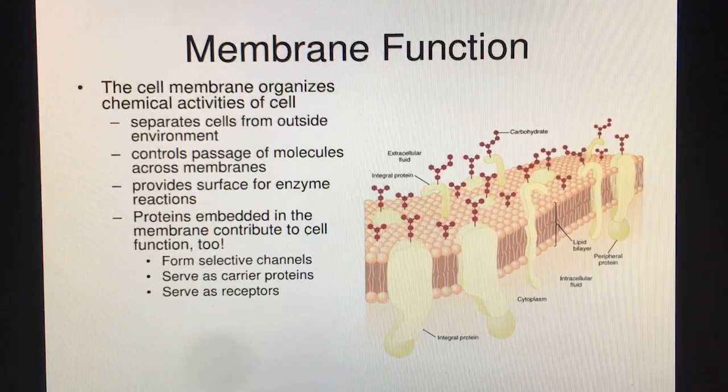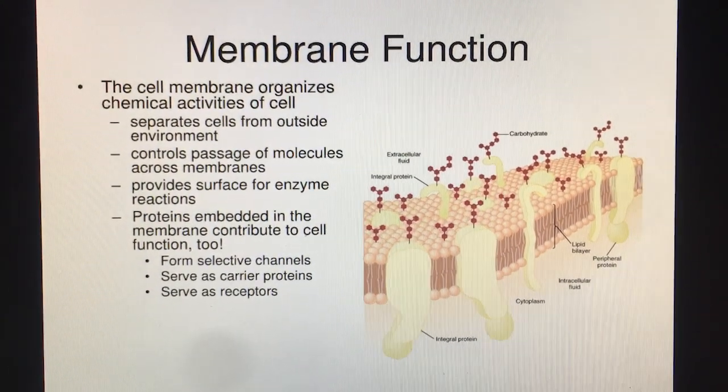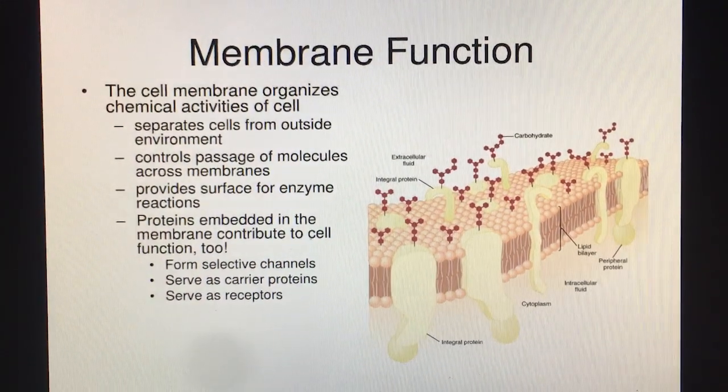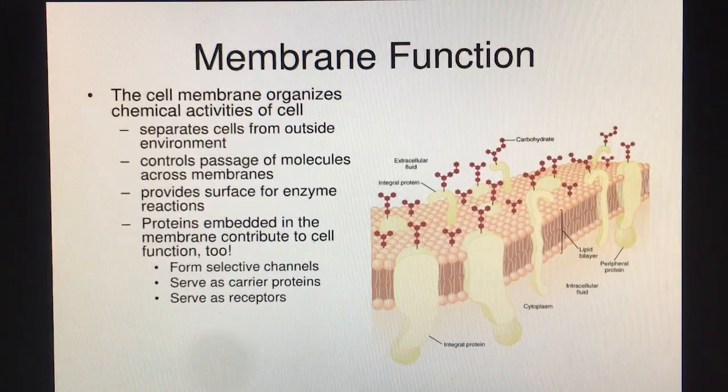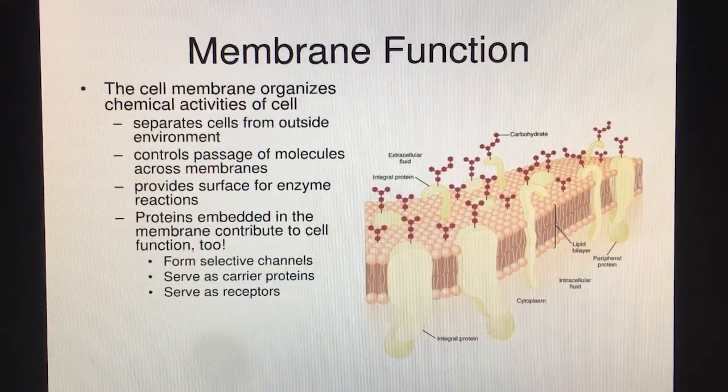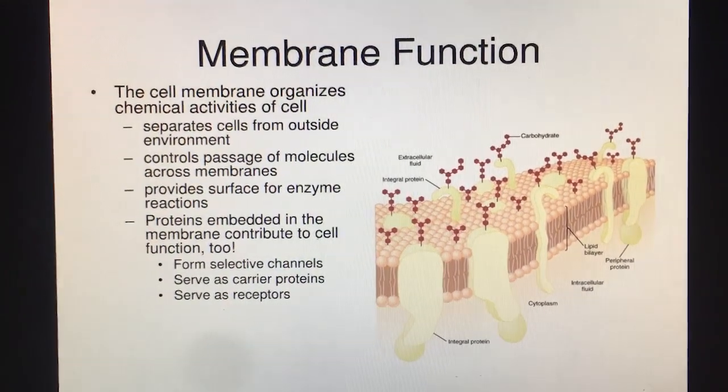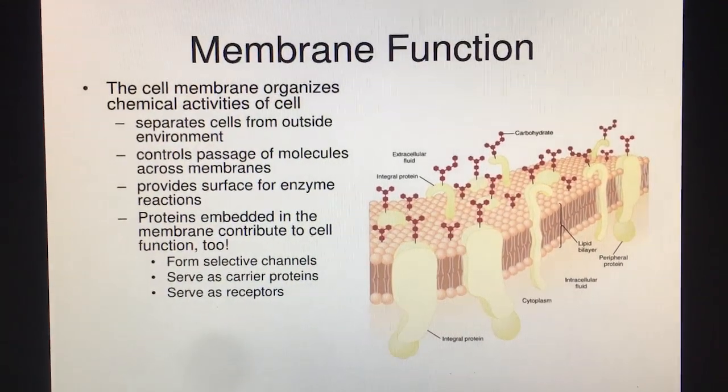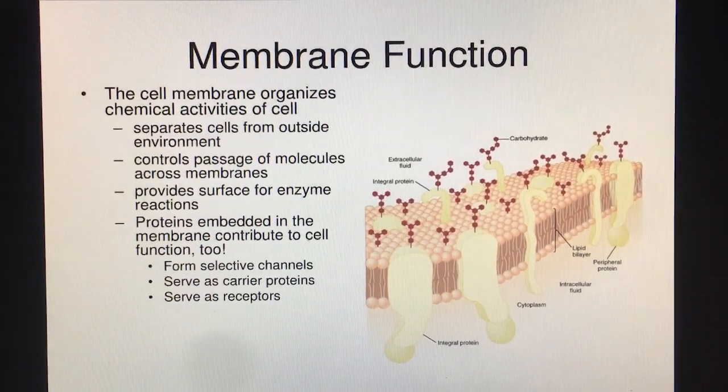Proteins embedded in the cell membrane contribute to function. So this is where you get the selective channels, carrier proteins, receptors. Within the cell, you get gap junctions, which help with transmission of certain elements.